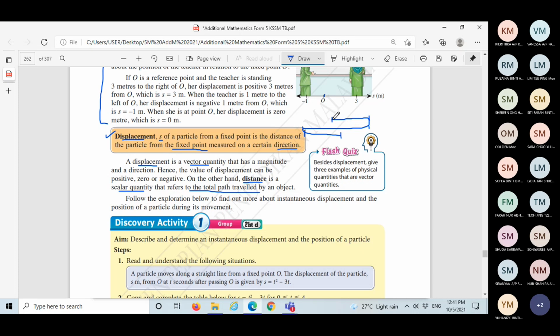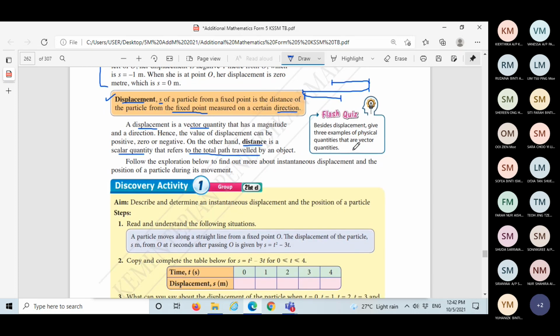But displacement is different. Displacement is where the location is, referring to the fixed point: is it on the left of the point or on the right of the point? This we call displacement. So you must be very clear about the difference between displacement and distance. So this is about displacement. Okay, we go to the next one.